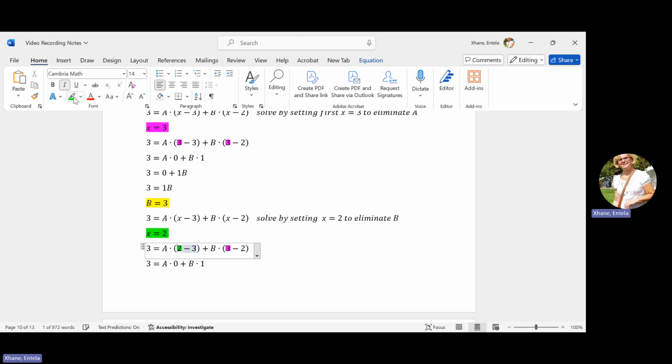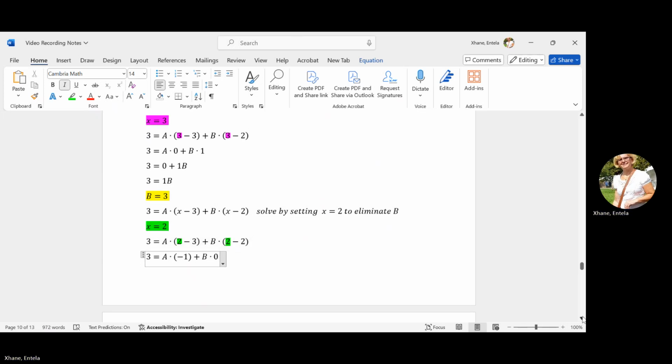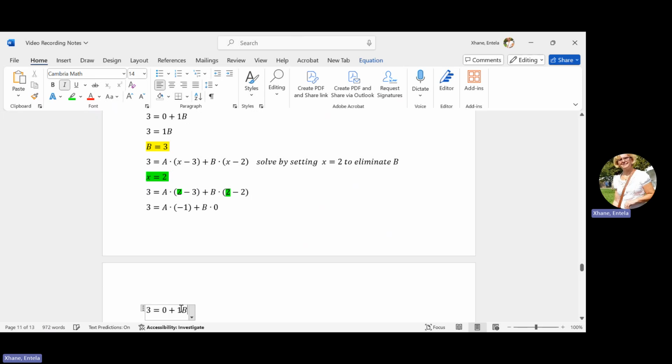So x will be 2. And then this is again green. X will be substituted by 2. So what is going to make this? It's going to turn b into 0. So that's the substitution. So a will be multiplied by -1 because 2 minus 3 is -1. And b will be multiplied by 0. So notice the changes because 2 minus 2 is 0. That's going to make b times 0, which is 0. And then, of course, a is going to turn into -1 times a.